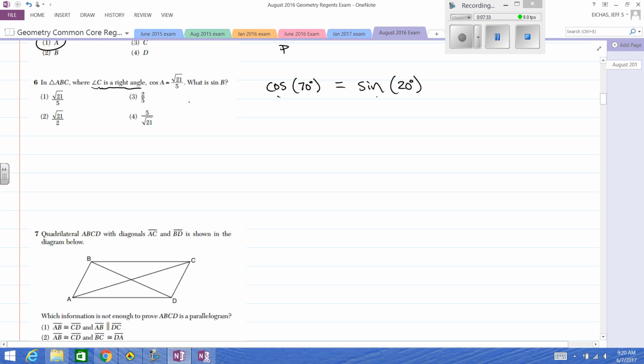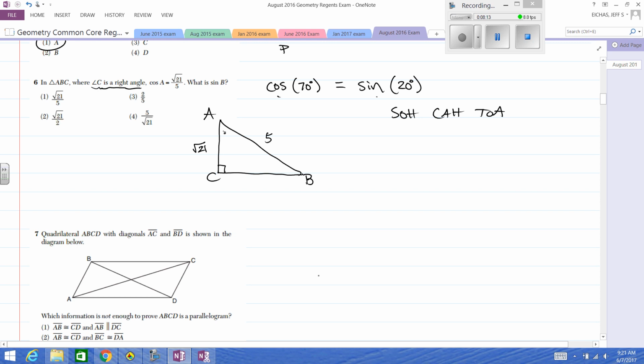Well, triangle ABC, where C is the right angle. And they're telling us cosine of A is the square root of 21 over 5. Now, if you know your trig functions, cosine is telling you to go adjacent, from A. Now, this gets tricky. Compared to angle A, this is the adjacent side, because we're saying adjacent leg. So square root of 21 would be there. The hypotenuse would have a 5 on it.